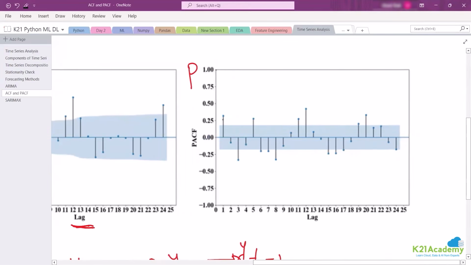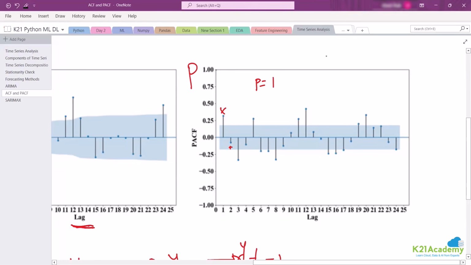Whenever we are going to calculate the value of the p, we don't consider the first lollipop there. Again, after that we are checking after how many lags the value is inside the shadow region. Here you can see this comes inside the shadow region, right? So we can say that here the p value is equal to 1.